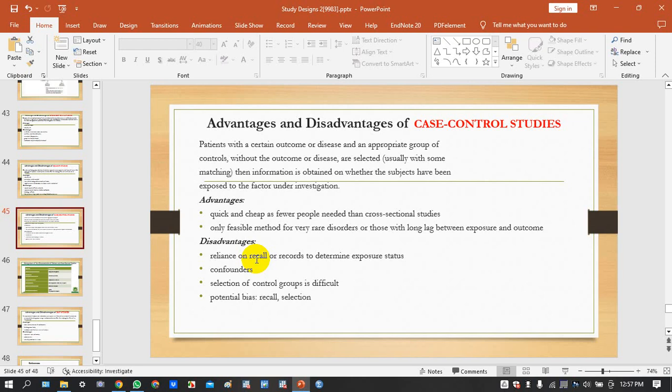And also, the controls cannot remember what happened to them, or they are even hiding something because of what society deems right or wrong. All this poses a challenge when you're conducting a case control study, and when you don't even have adequate records of exposures or exposure status of participants.